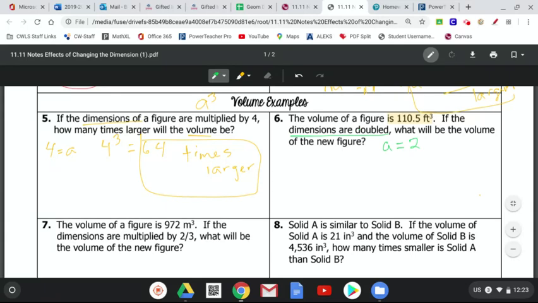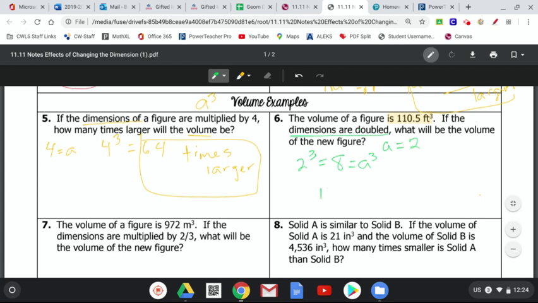Just thinking about this, if something is being doubled, it means it's increasing. So the answer we get should be bigger than 110.5. Because basically we're saying, if one side is 2, the other side is 4, because the dimensions are doubled. So what's going to be the volume of the new figure? Well, for volume, we have to take this 2 and cube it. We're going to get 8. 8 is our A cubed value. So we are going to multiply the volume of that figure by 8, which is our A cubed value, and get the volume of the new figure.